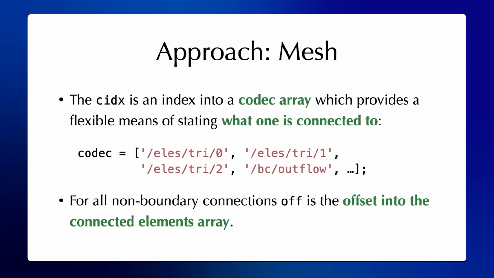For all non-boundary connections, that off member is the index into the element array. So the CIDX allows you to say what I'm connected to, face something of a particular element type. What's the element number I'm connected to? That comes from that off member. Again, very nice, very compact, and handles boundaries and just regular internal connectivity quite uniformly.